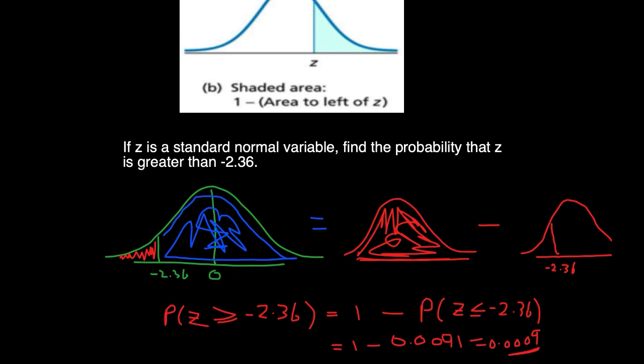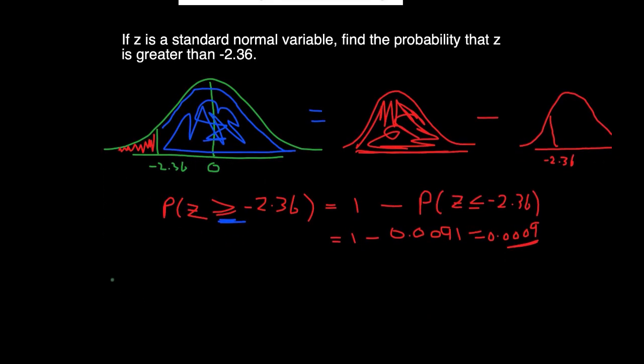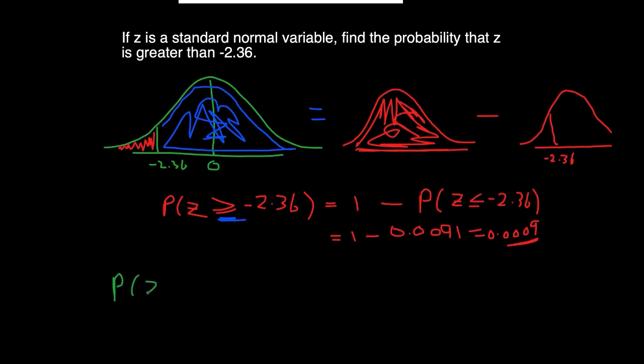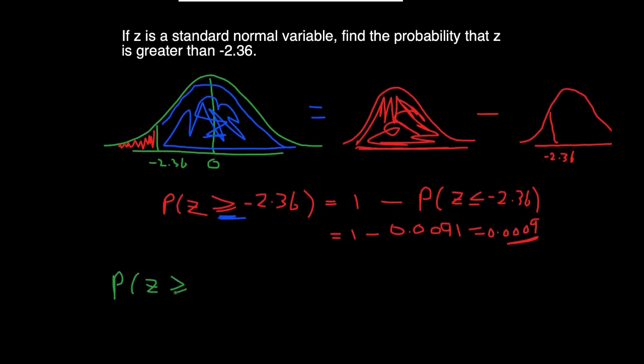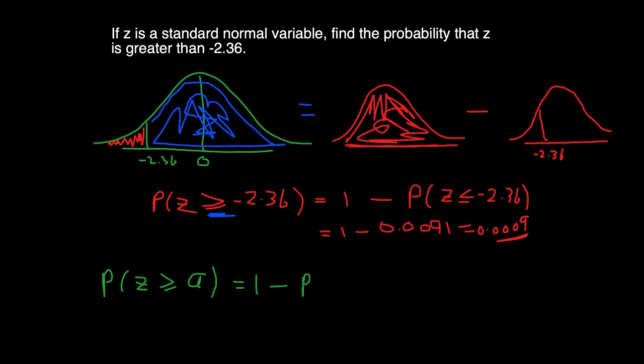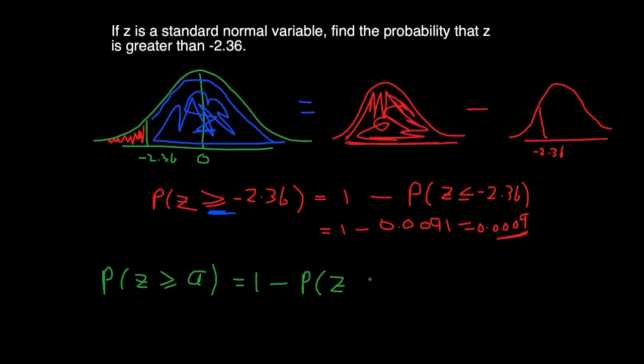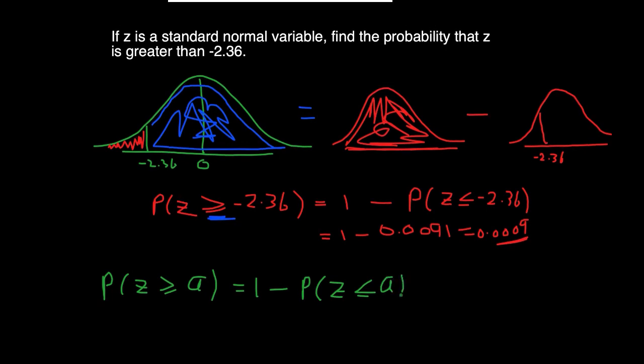Keep in mind, if you have a greater than sign, it always gives 1 minus the probability of the less than sign. As a theory, you can say probability z greater than or equal any number a equals 1 minus probability z less than or equal a. Now you can go back to the table and find the probability z less than or equal a, then subtract it from 1.